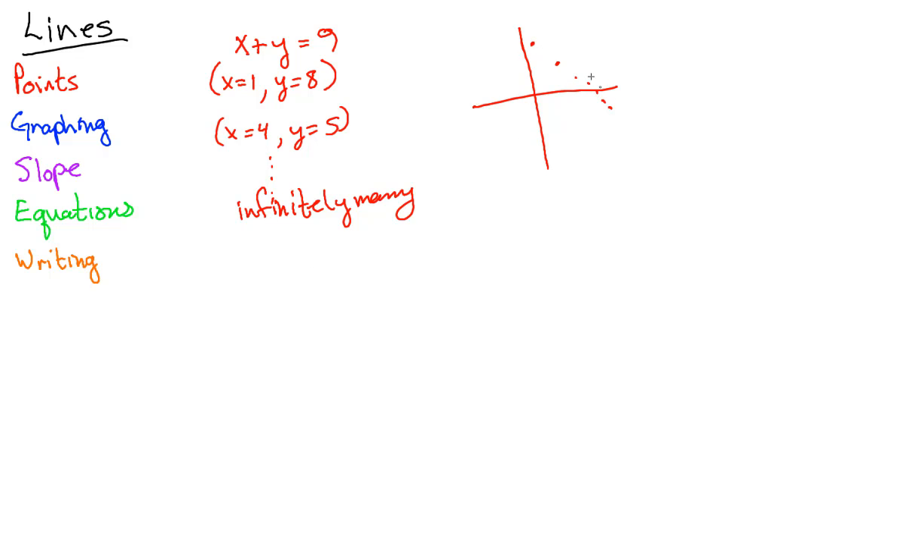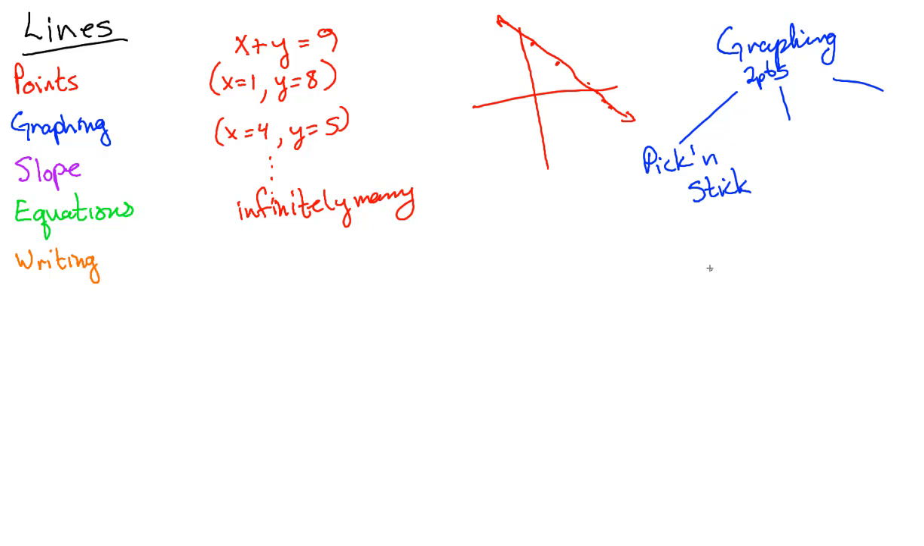So how many do you actually need? Well, you only need 2, but you do need at least 2. So when you are graphing a line, you need to find 2 points. That's really what is absolutely necessary. You need 2 points. There are 3 ways of getting the 2 points. First one, pick and stick, or choose and cruise.